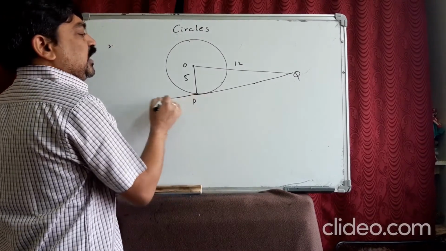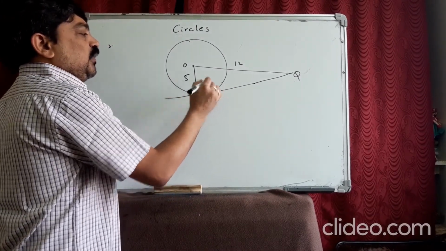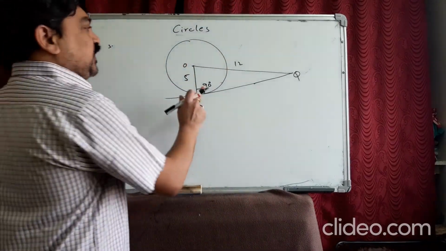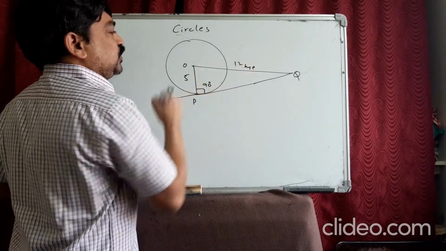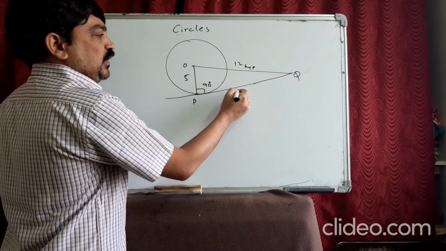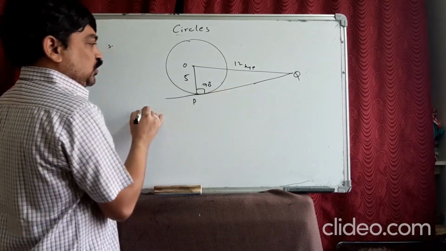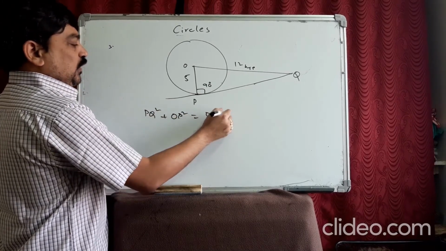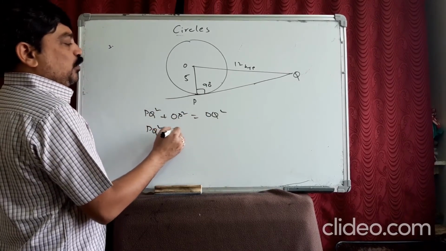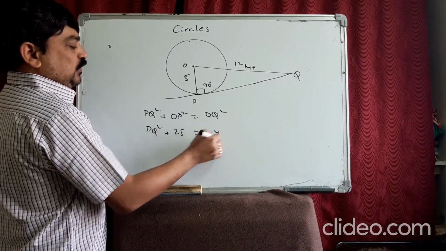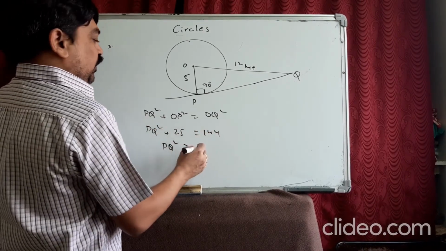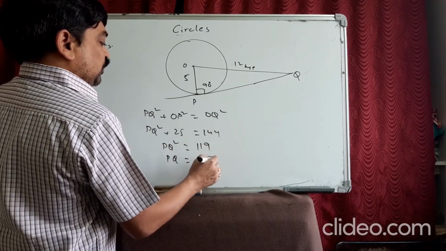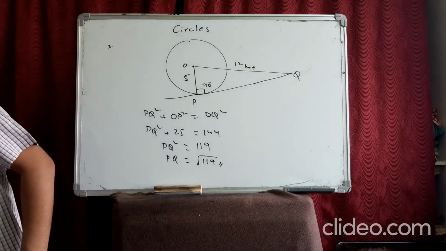See, I told you, if this is a tangent, this will always be 90 degrees. The tangent is always perpendicular to the radius of a circle. So if this is 90 degrees, this will become the hypotenuse. Now we have to find PQ, so we'll apply the Pythagoras theorem here. PQ square plus OP square is equal to OQ square. PQ square we need, plus OP square is 25, OQ square is 144. So PQ square is 144 minus 25, it becomes 119. So PQ is equal to square root of 119. It is in the fourth option.